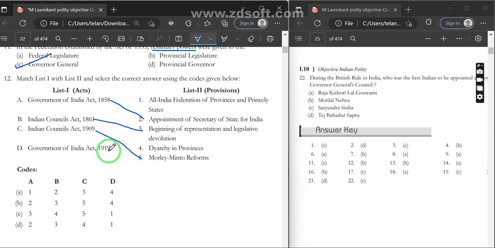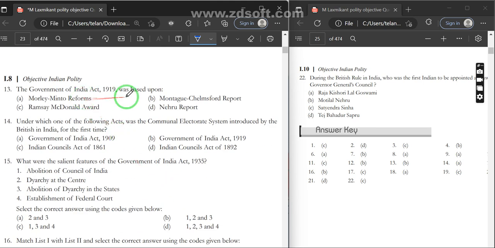And next, D, diarchy in provinces. We have previously already talked about this. It introduced diarchy in the provinces. Diarchy means dual role. The rule by elected representatives and the governor of the province. Powers are distributed between both of them. That is known as diarchy, dual rule. Next, Government of India Act 1919. It was based upon Montague-Chelmsford reforms. We have already talked about this.